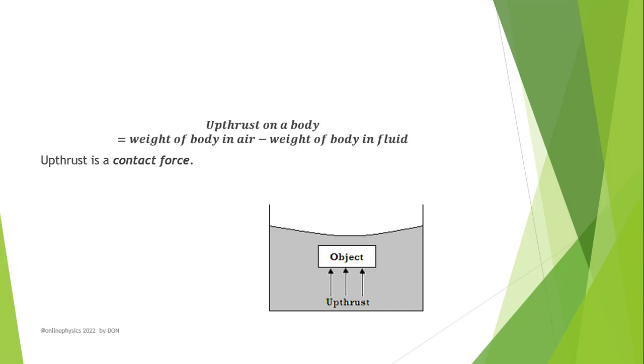And upthrust is a contact force. As you can see, the object must be put in the fluid. So the figure below shows an object inside a fluid, and in this case you can see those arrows showing that there is a force inside there trying to resist its motion in the liquid. That is the upthrust force. So we'll see an apparent loss in the weight.